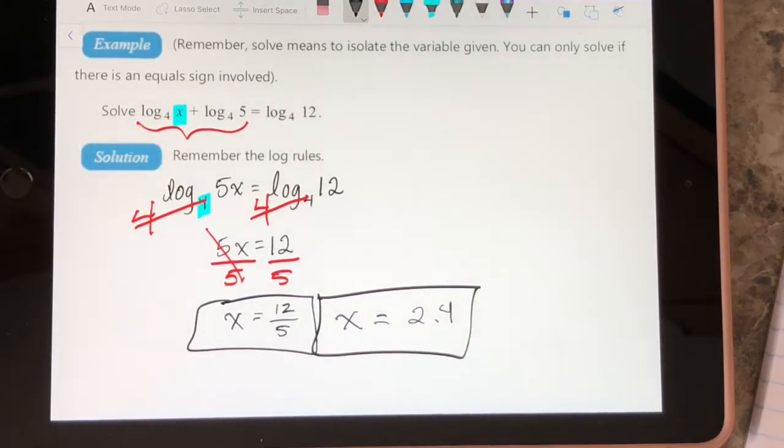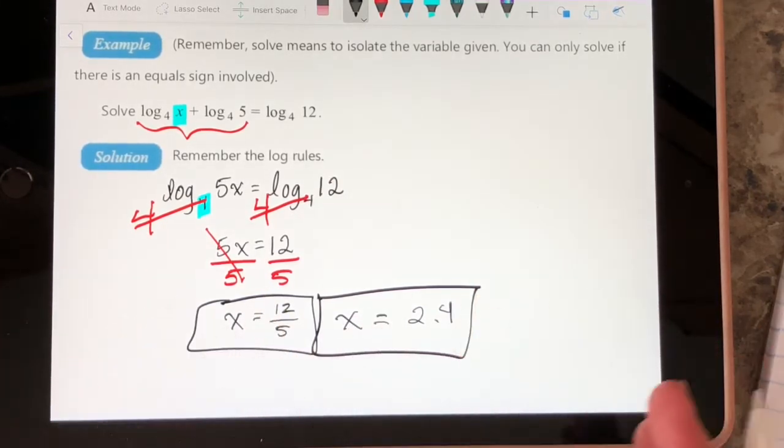All right, so anytime you're solving a logarithm or solving an equation, you want to get x equals something. You want to get a numeric value as your answer. If you don't have a numeric value, then you probably did something wrong. So you want to look back at it.